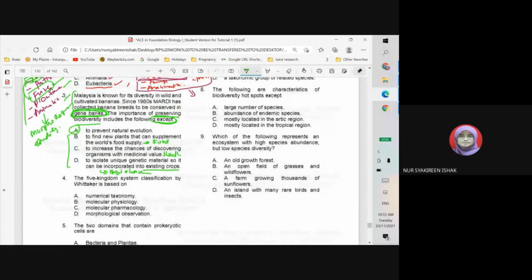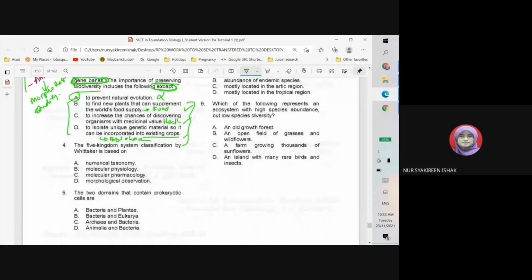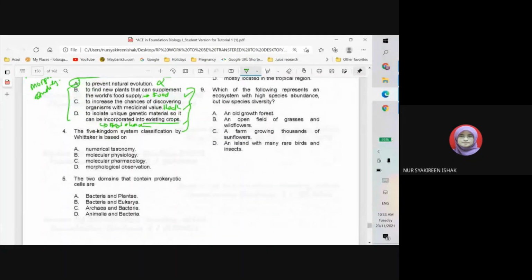So statement B, C and D adalah salah satu kepentingan biodiversity. To prevent natural evolution is not. You cannot control it, right? Number 4. The 5 kingdom, baru kita cakap pasal 5 kingdom tadi. So 5 kingdom, basically awak kena ingat, it is proposed by Whittaker, ingat Whittaker in 1969. In 1969.